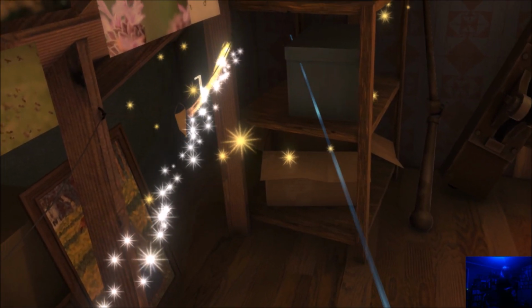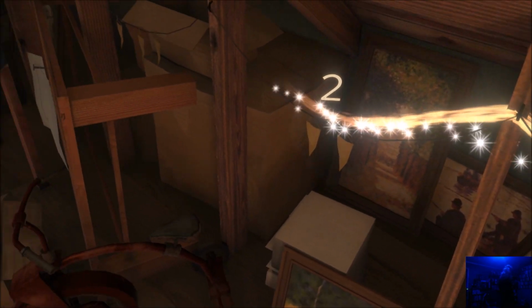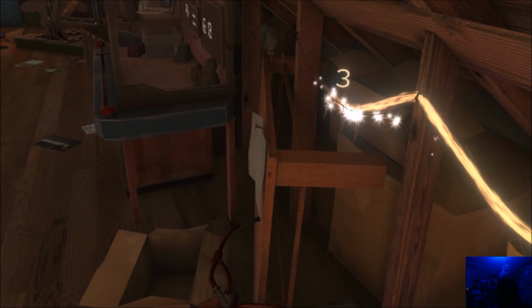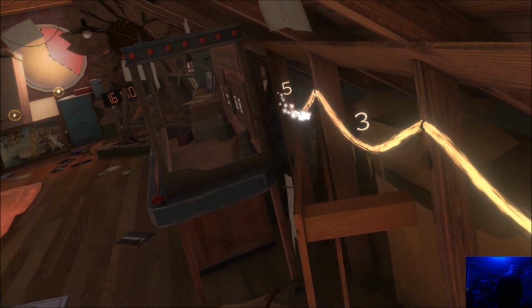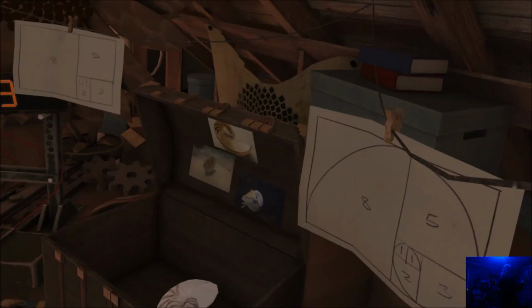Things you didn't know. It's easy to decorate a room with Fibonacci numbers. The number of these pendants follow the Fibonacci sequence. Gonna run out. Oh, there's 5 there.